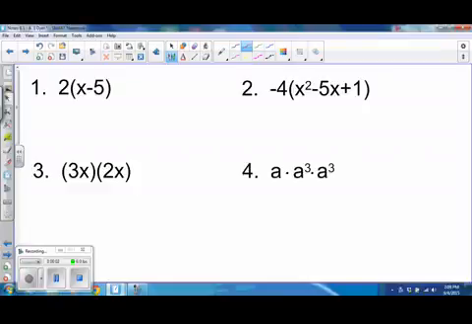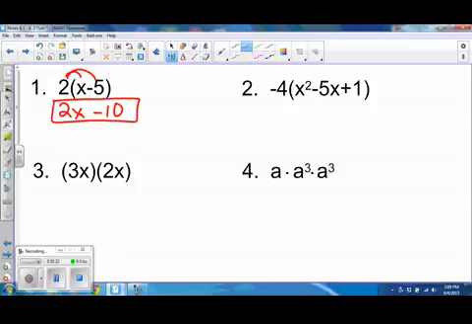Okay, so for number 1, what do I need to distribute? The 2. Very good. I need to distribute the 2, which means I need to multiply both terms in here by 2. So 2 times x is 2x. 2 times negative 5 is negative 10. And I cannot simplify that any further.